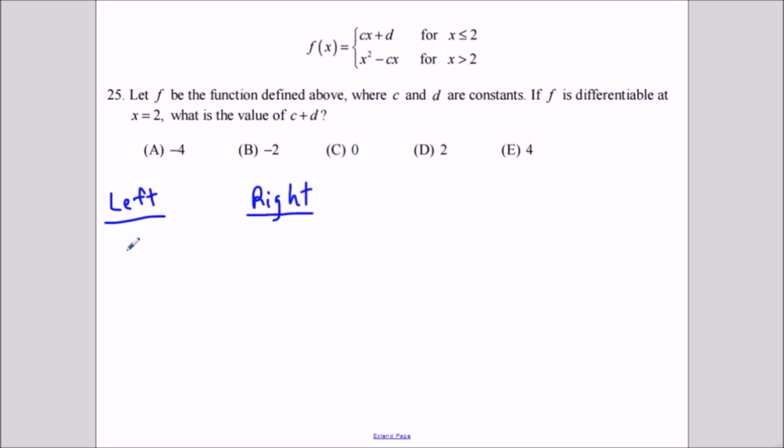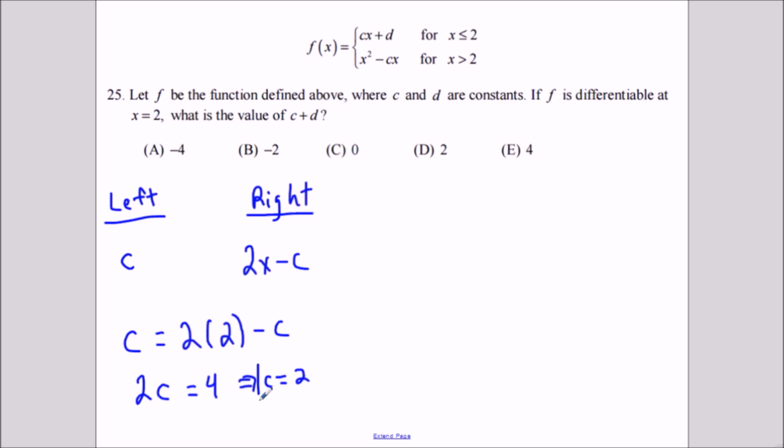So the work that we show here, if we take the derivative of f, the derivative of cx plus d, if they're constants, is just c. And on the right side, the derivative of x squared minus cx is going to be 2x minus c. But it's differentiable at 2, so now we plug in. So if we plug in 2, we could set these equal to each other. So all we did was set the left derivative equal to the right derivative, and we could set them equal when x is 2 because we assume that f is differentiable at 2. And when we work this equation out, we're going to have 2c, after we add c to both sides, is equal to 4, which tells us c is equal to 2.